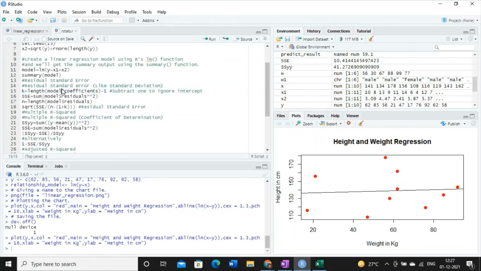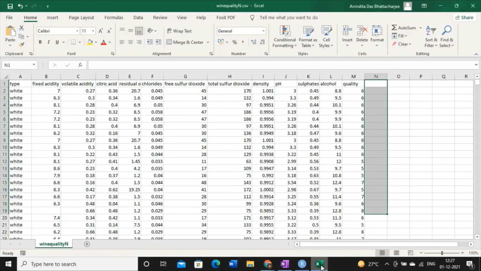Now, what is the meaning of the dollar sign? The dollar sign in R is used to fetch the value of a variable. Here, each and every column is considered a variable. By using R code, I want to fetch the column fixed acidity.